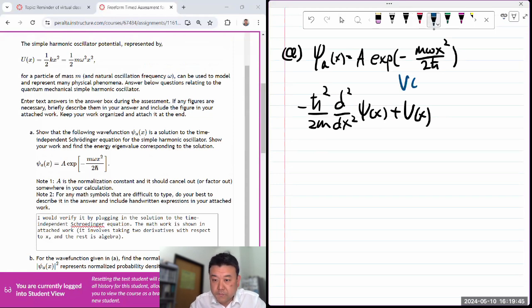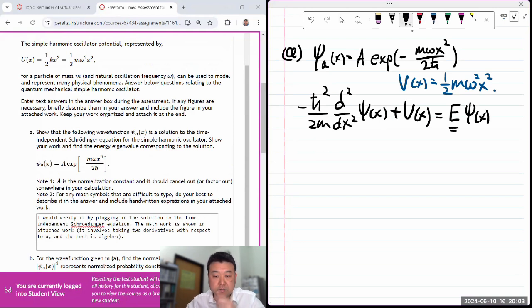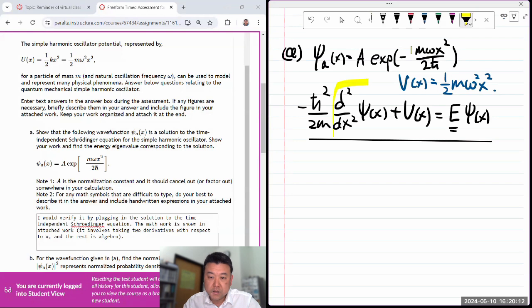So V of x would be, let me use the last version. That's actually the more useful one. So the question is trying to help you. So that is equal to the energy of the state psi x. Only the energy eigenstates are a solution to this time-independent Schrödinger equation. So what I need is the double position derivative to plug it in and do the rest of the calculation.